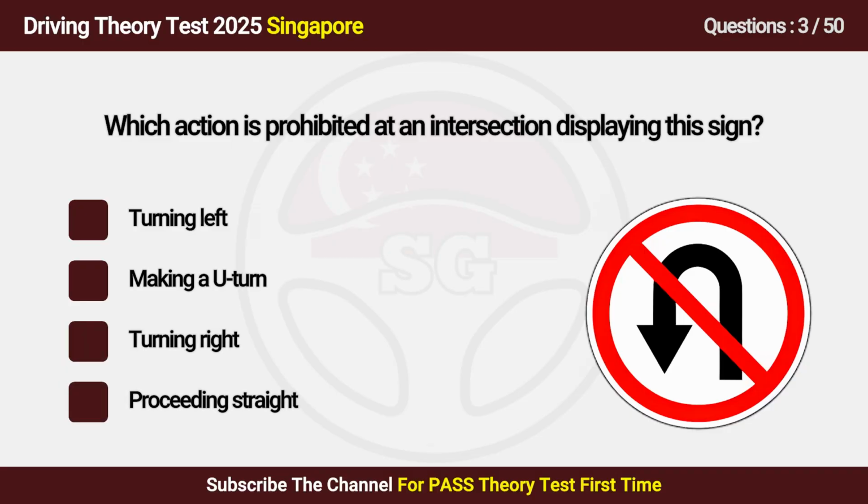Question 3. Which action is prohibited at an intersection displaying this sign? A. Turning left. B. Making a U-turn. C. Turning right. D. Proceeding straight.